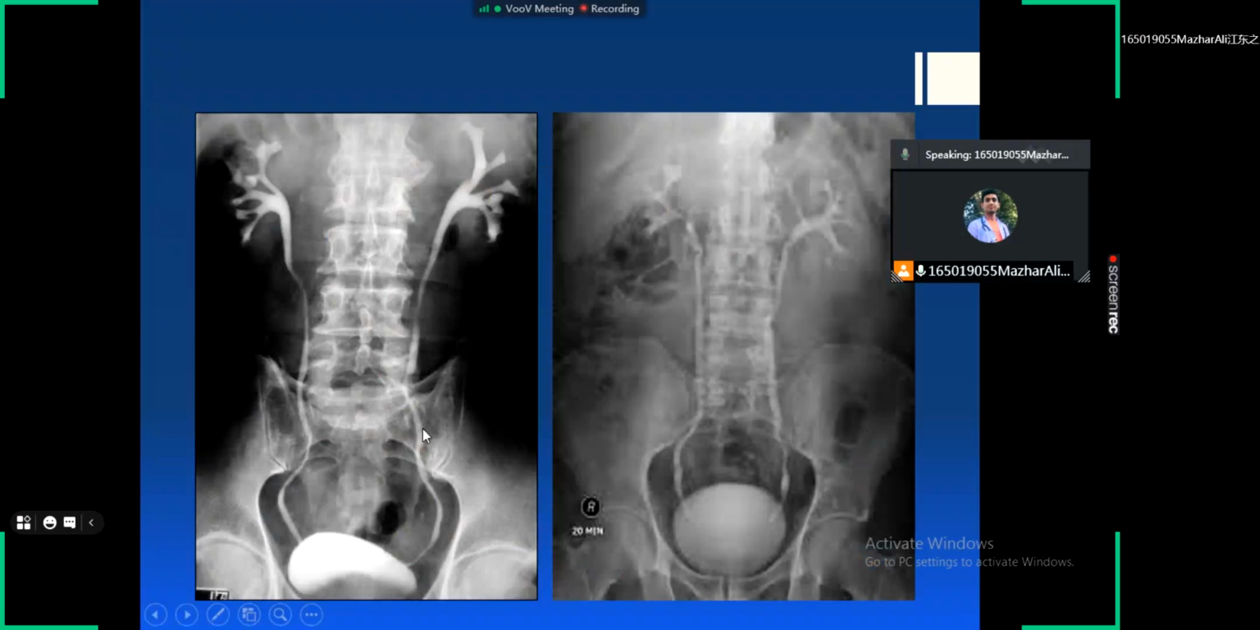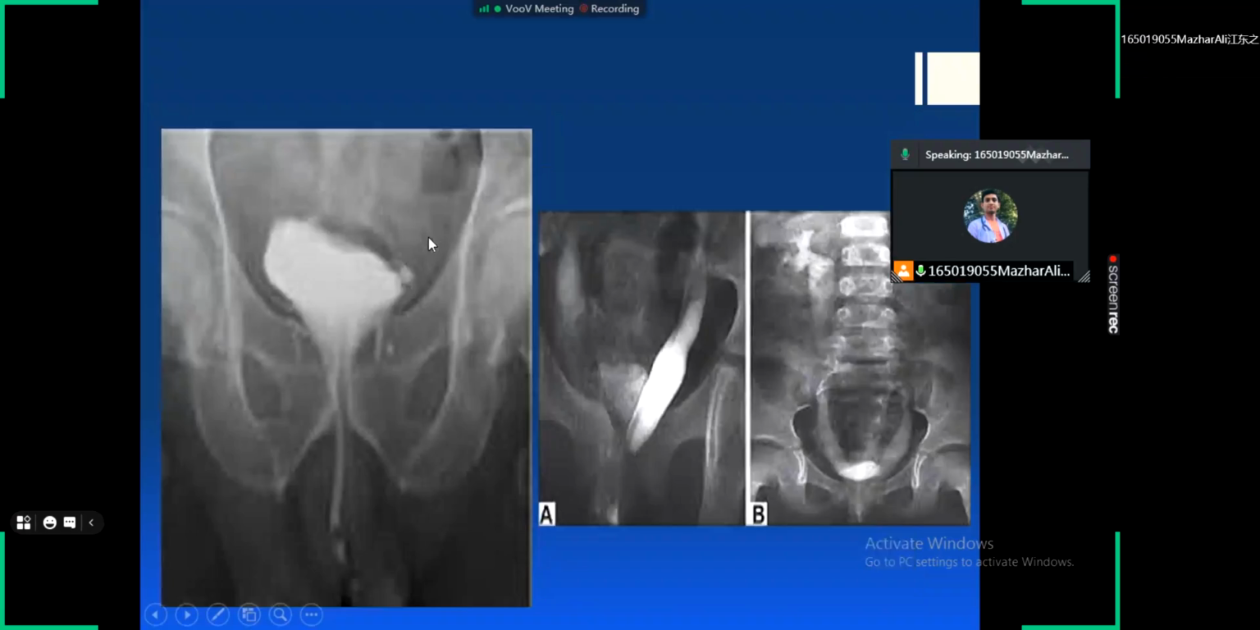So this is a dye and this is also a dye. This we see in the renal pelvis and kidney. Actually, the kidney is present in the retroperitoneum.